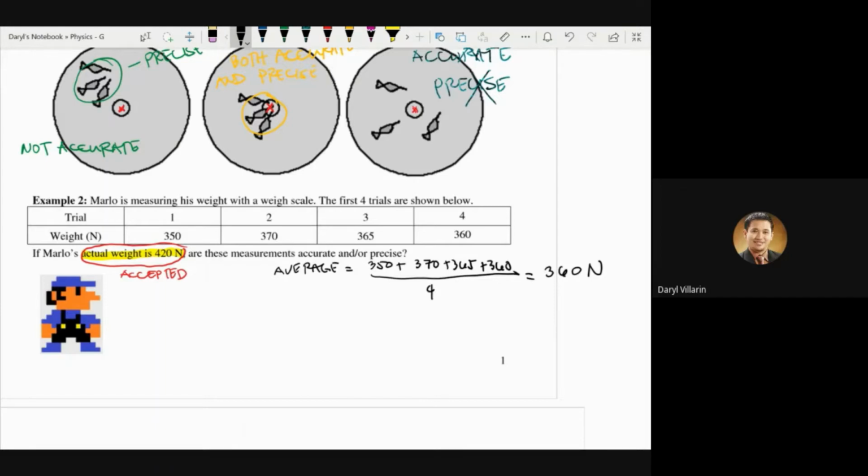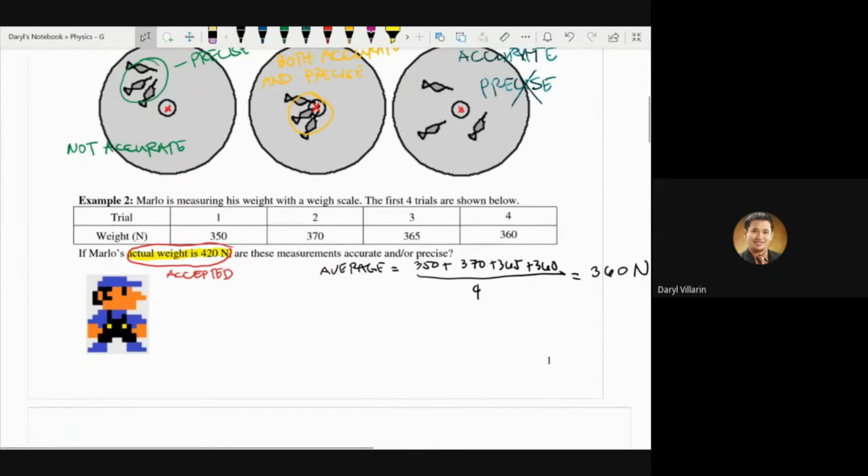And the actual weight is around 420 newtons. So based on this result, what can you say? Is it accurate or precise? Anyone? Not accurate, not precise.